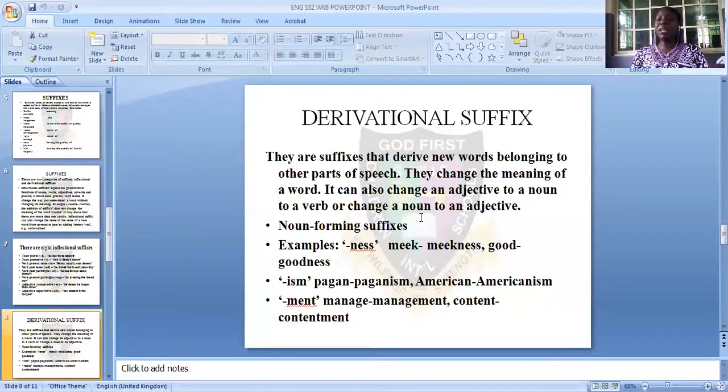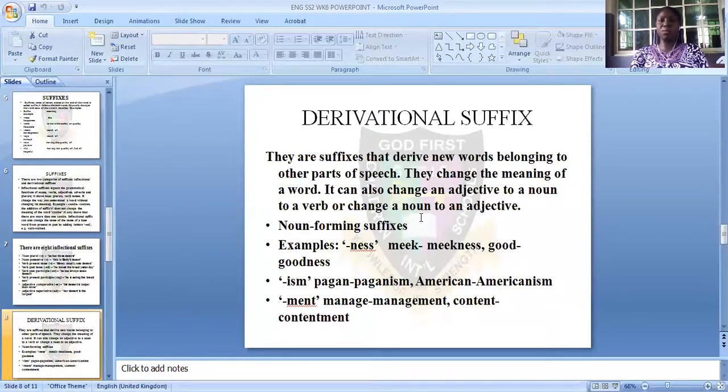They change the meaning of a word, unlike inflectional suffixes that do not change it. The meaning of the word does not change in an inflectional suffix. But in a derivational suffix, we are deriving a new word, so the meaning of the word changes. It can also change an adjective to a noun, to a verb, or change a noun to an adjective. It can also change the word class, that is, the part of speech of the particular word.